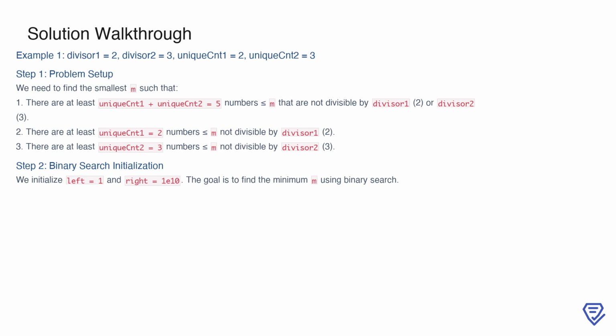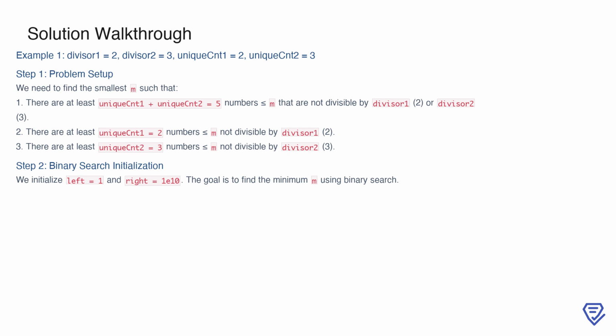In this example, we are tasked with finding the smallest integer m that satisfies three specific conditions. First, there must be at least 5 numbers less than or equal to m that are not divisible by either 2 or 3. These 5 numbers come from the sum of unique CNT1, which is 2, and unique CNT2, which is 3. Second, we require at least 2 numbers less than or equal to m that are not divisible by 2. Finally, there must be at least 3 numbers less than or equal to m that are not divisible by 3. To solve this problem efficiently, we use binary search.